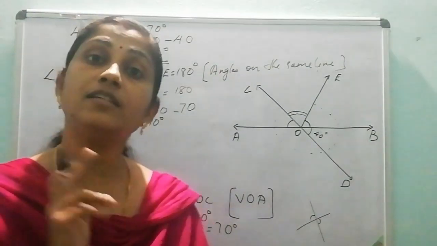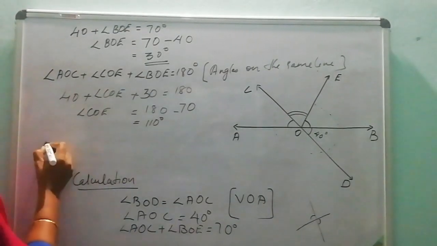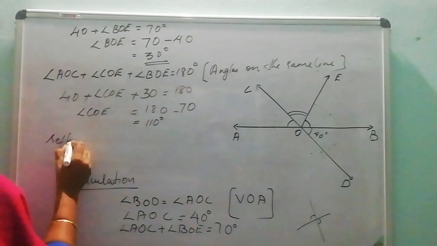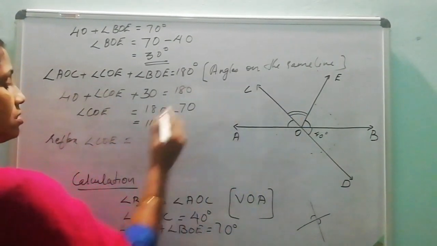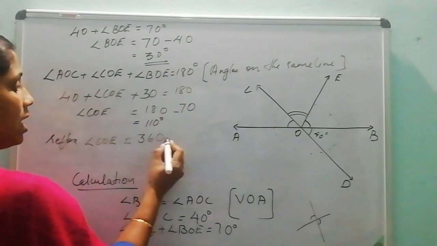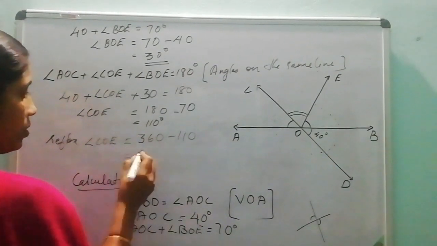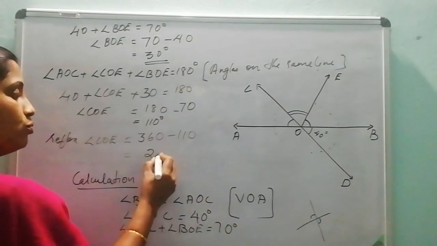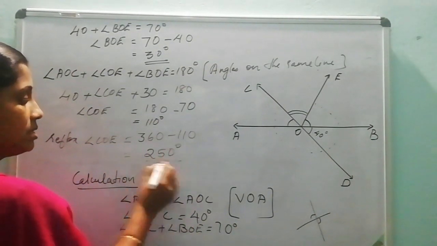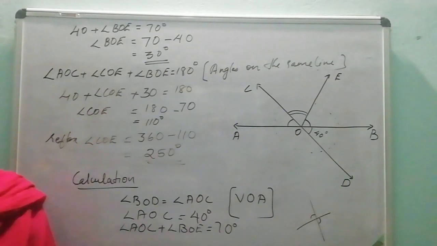So we have to find reflex angle COE. What is reflex angle COE? Reflex angle COE is equal to 360 minus 110, that is equal to 250 degree. Okay, this is the answer. Now we can move on to the second question.